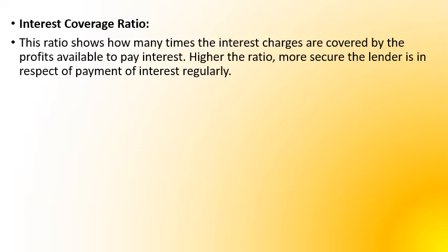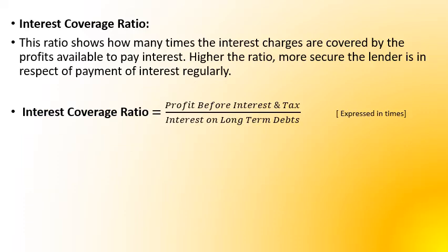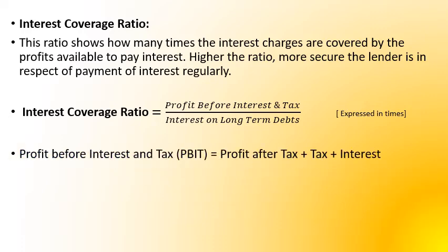That is what the investor looks at, calculating the interest coverage ratio using the formula profit before interest and tax, also known as PBIT in short form, divided by interest on long term debt. It is expressed in terms of times. So profit before interest and tax, or PBIT, divided by interest on long term debt. PBIT is equal to profit after tax plus interest.